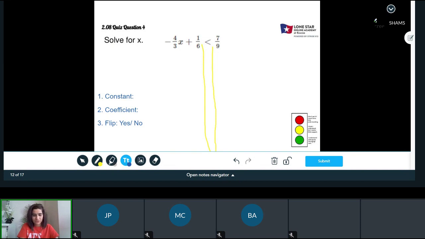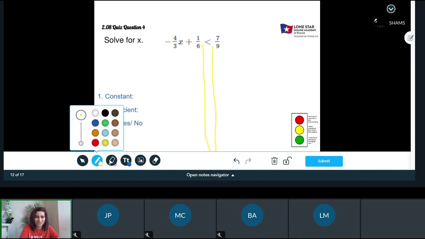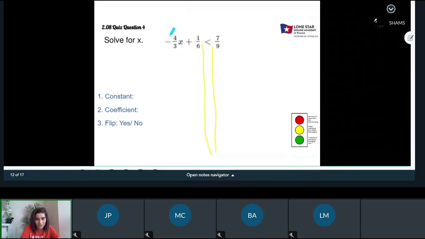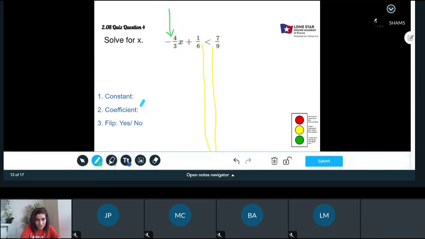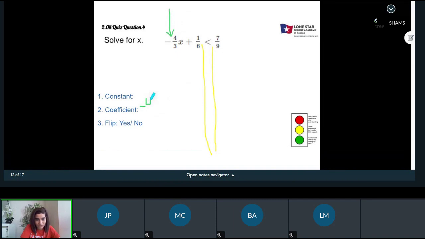If anybody needs the link to the Nearpod, I will flip, London says. London, can you hop on the mic and tell us why did you decide we have to flip? We have to flip because the coefficient is negative. Very good. And I also like how London is using her vocabulary words. This coefficient, the number that is with the variable, is negative, and that tells you that you will flip your inequality symbol, negative 4/3. So yes, please flip.